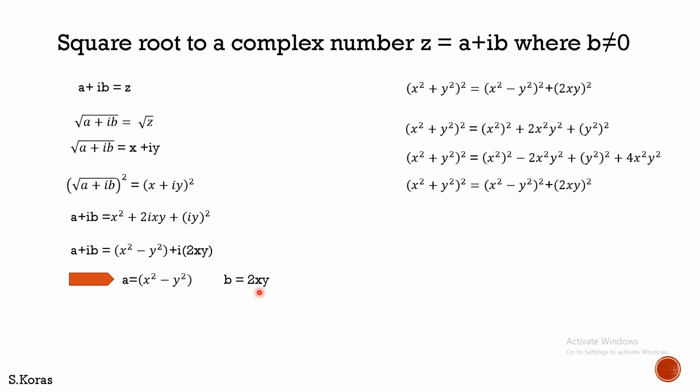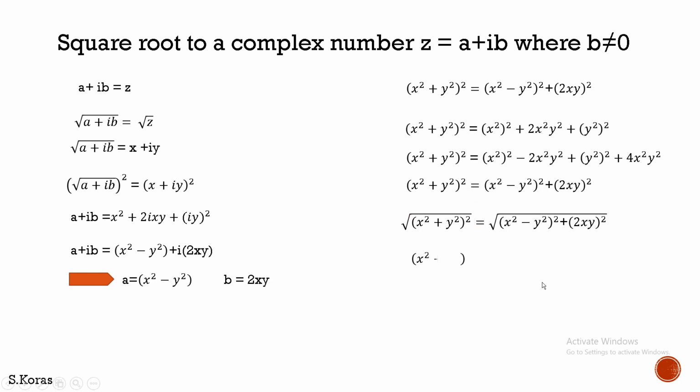And we know the value of 2xy, that is b. So instead of 2xy, we can write b. So our x square plus y square the whole square will be equal to a square plus b square. We want to find x square plus y square, we don't want x square plus y square the whole square, so we are taking the square root on both sides.